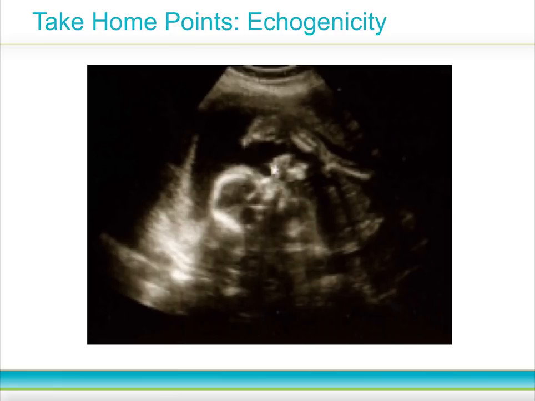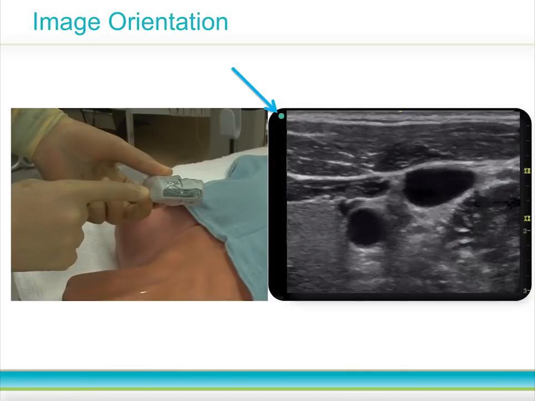To summarize key points from this presentation, simple fluid is anechoic or black. Bone, air, diaphragm, and pericardium are hyperechoic or white. Other soft tissues are shades of gray. The indicator on the transducer corresponds to the orientation mark on the image. In later modules, we will discuss using this mark to navigate as you scan.